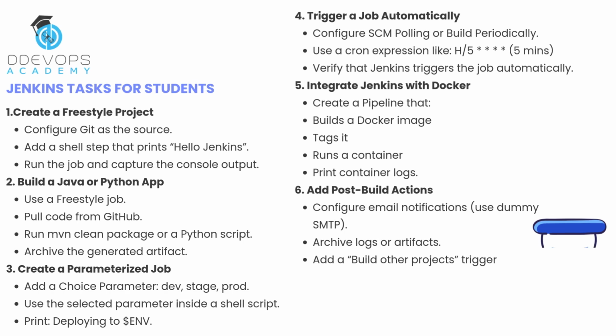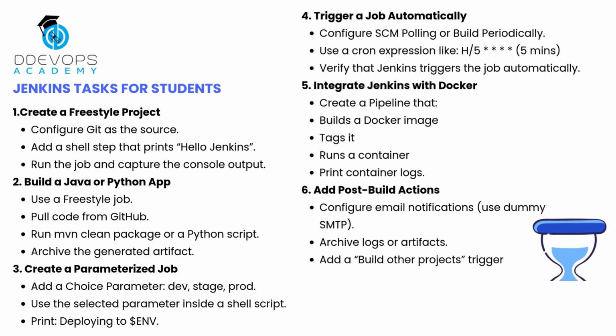These tasks help students practice Jenkins step by step. Start with a freestyle project and print a simple message. Then build a Java or Python app and archive the artifact. Create a parameterized job to deploy to different environments.